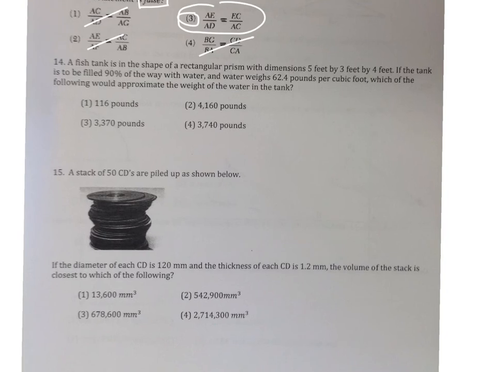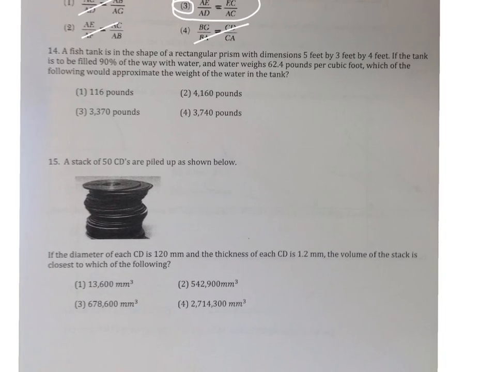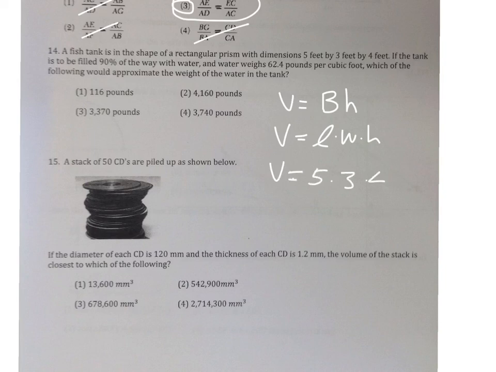Question 14. We're going to need a volume formula for a prism or a rectangular box, and volume is big B times H, or length times width times height. So very quickly, if you multiply 5 times 3 times 4, you get 60. So the volume of the tank is 60 cubic feet.